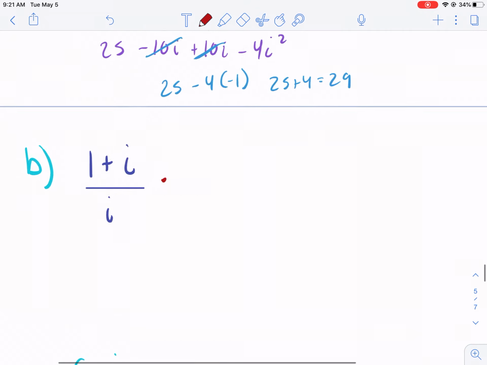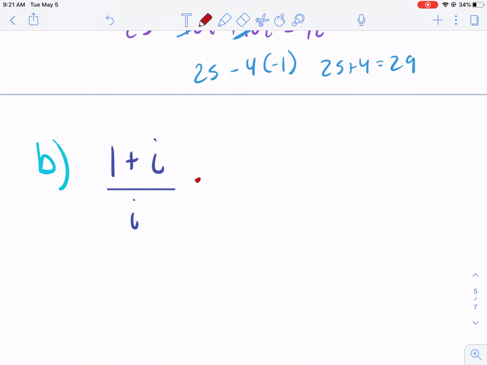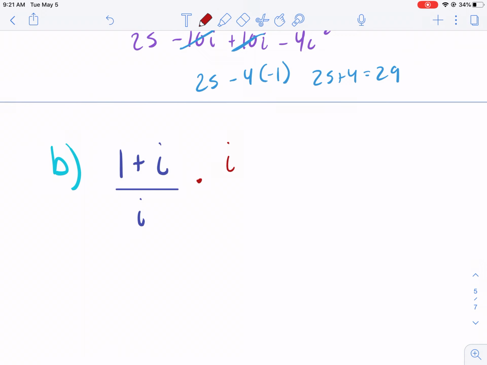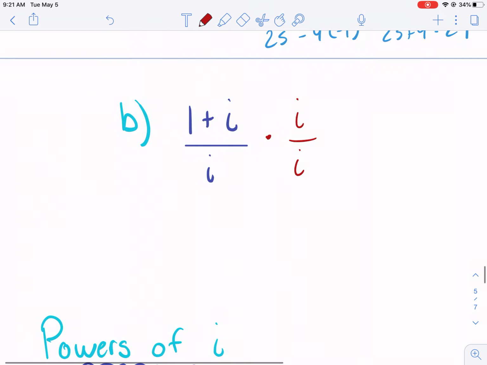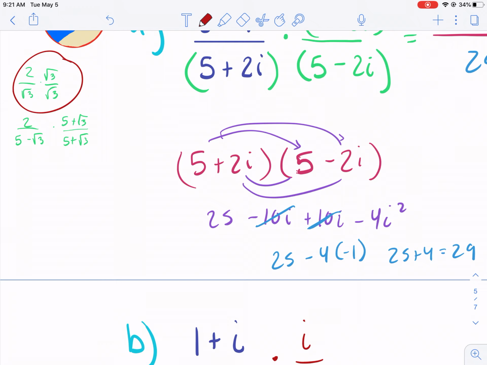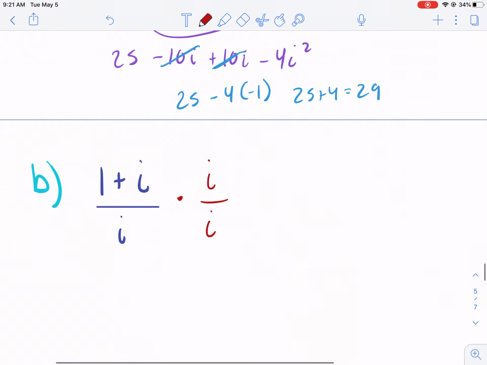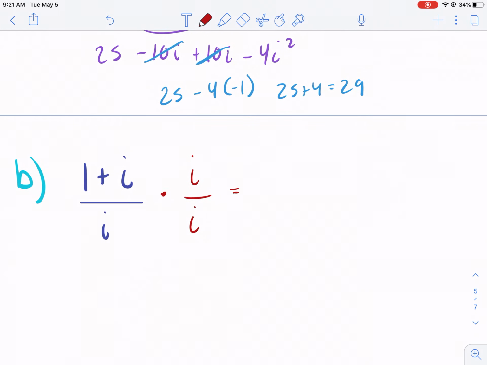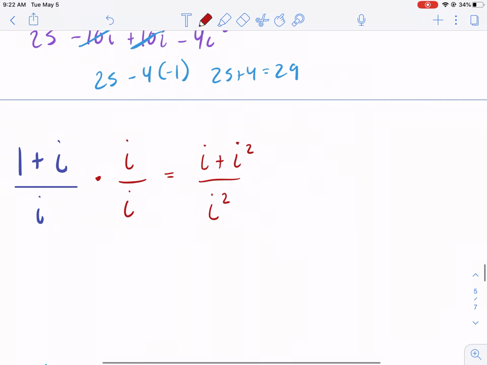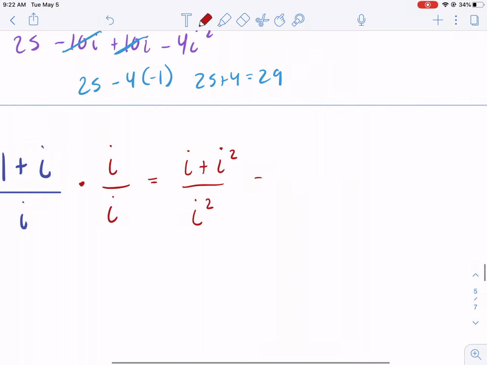Okay, last one. This one's not as bad as it seems. To get the i out of the denominator, we need to multiply top and bottom by i. It's very similar to the one up here when we multiplied top and bottom by radical 3. Very similar process. The reason why we do that is because i times i gives us i squared. Then we just have 1 times i in the top, i, plus i squared. So lots of i's we need to simplify because we have some powers.